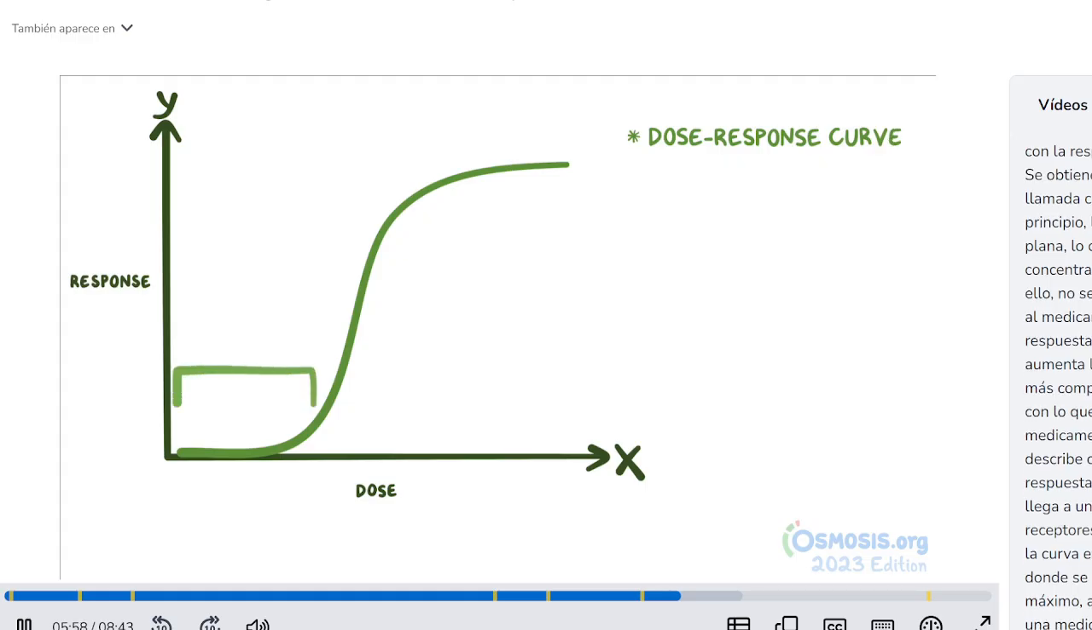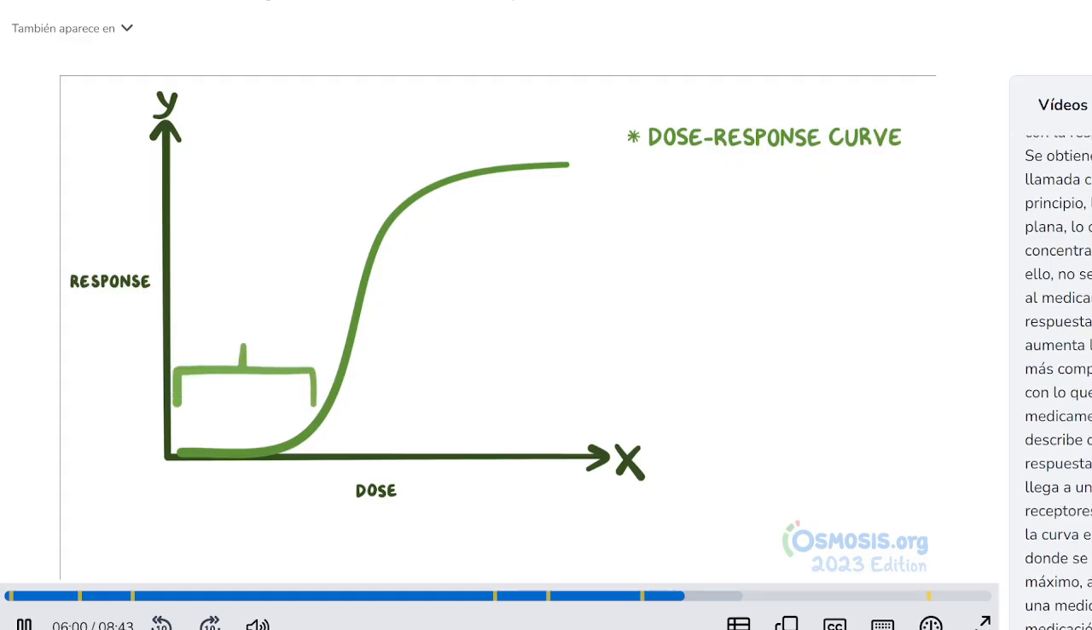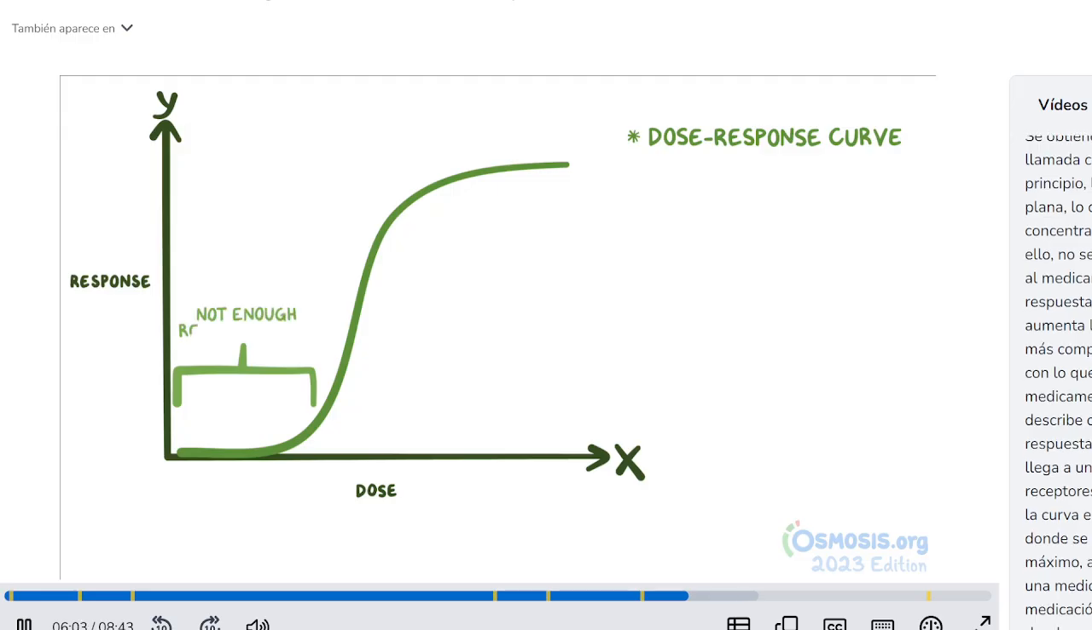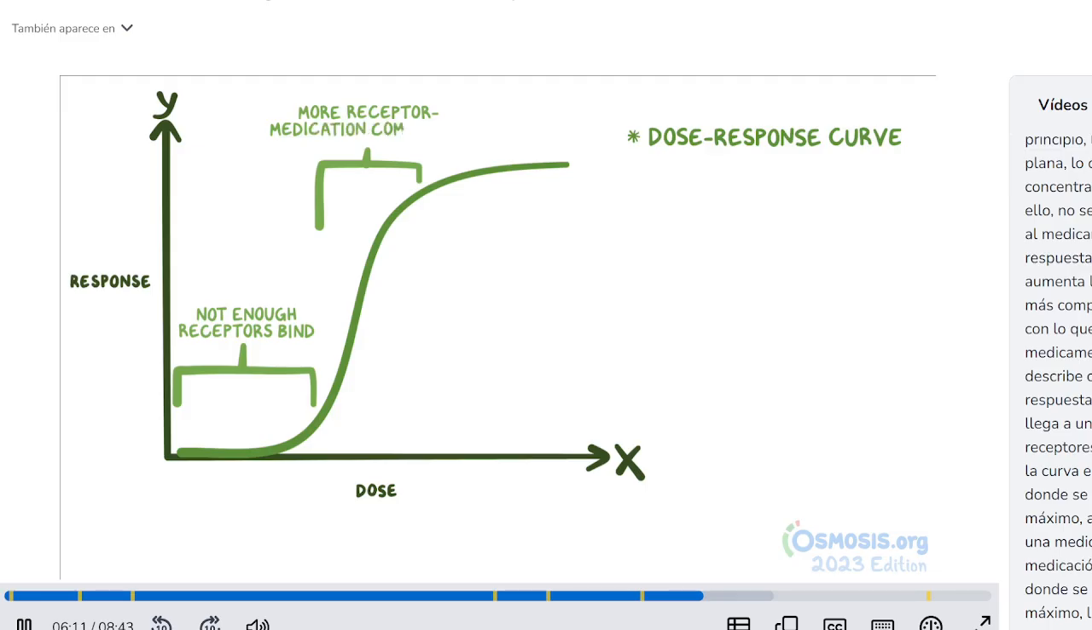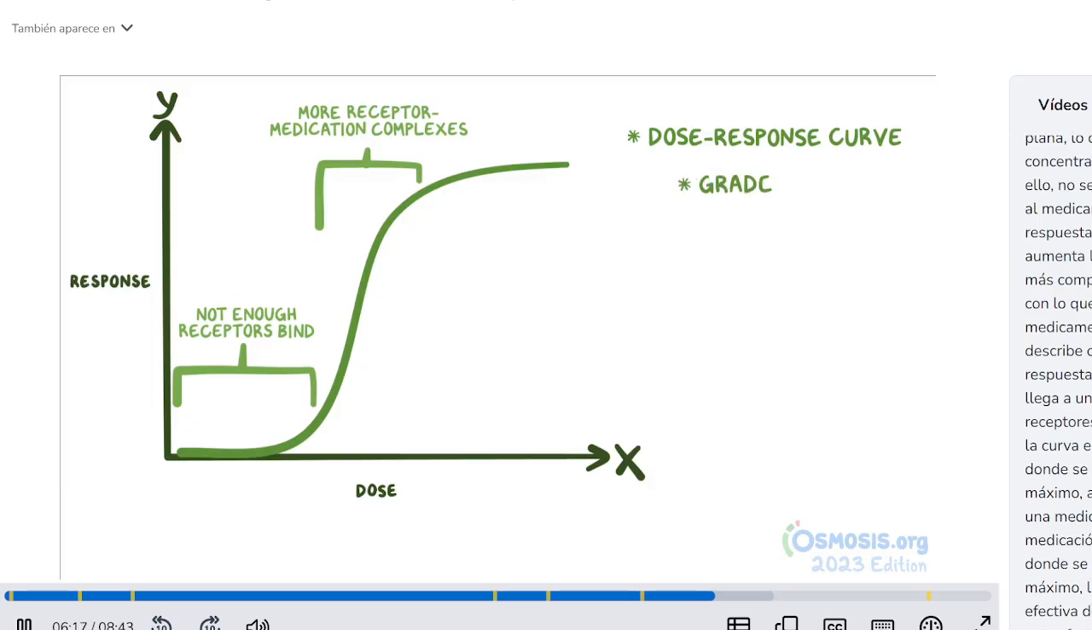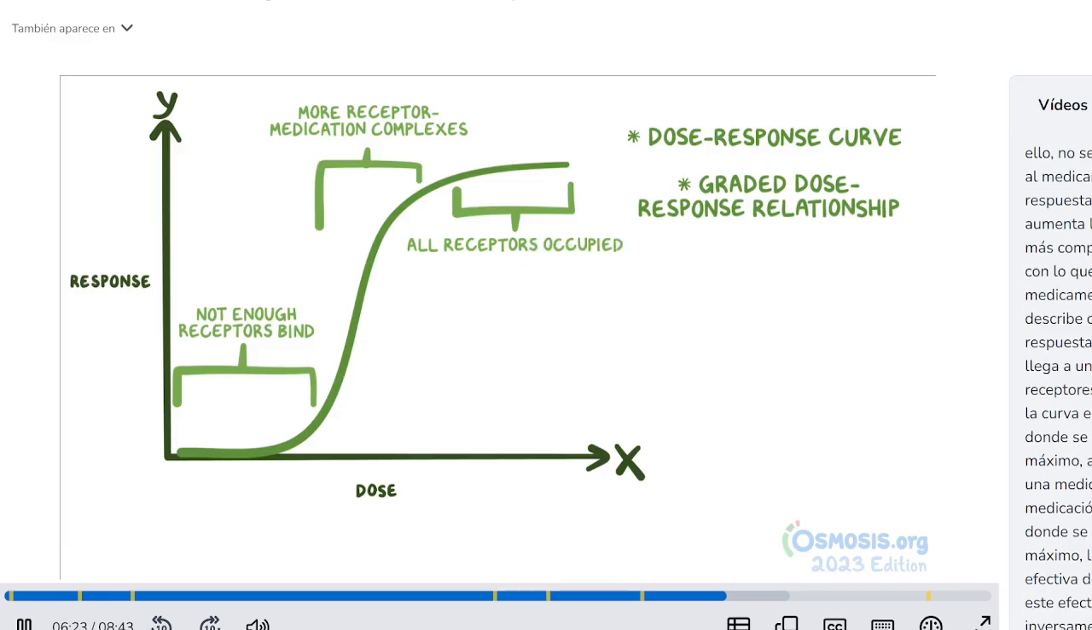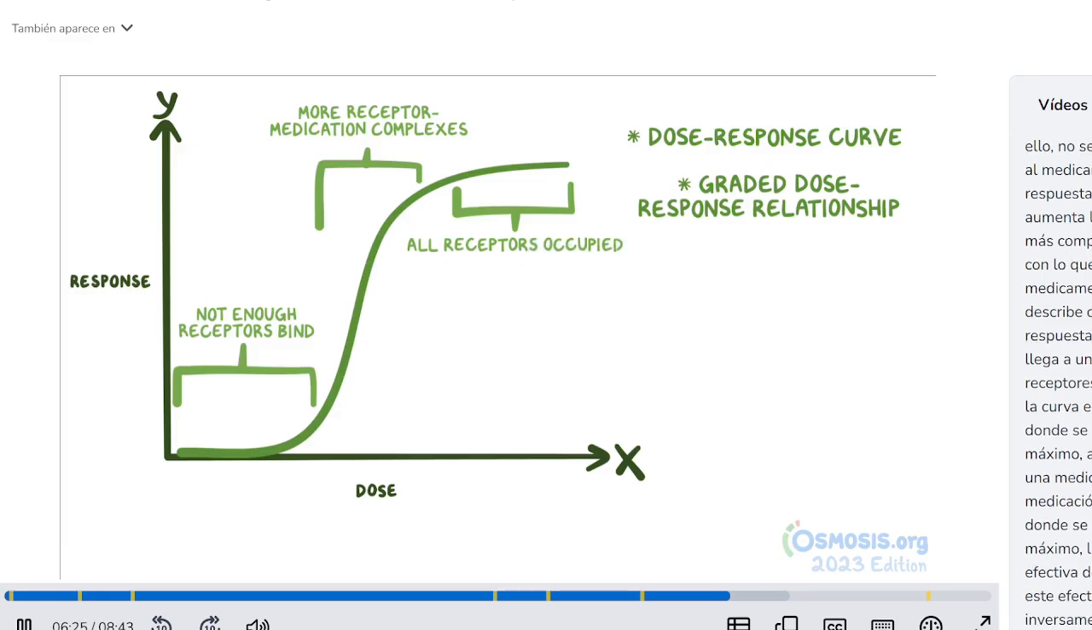At first, the curve is more or less flat, and that's because the dose is too low, so not enough receptors bind to the medication to cause a significant response. As the dose increases, though, more receptor-medication complexes form, so the response to the medication climbs upward. This is described as a graded dose-response relationship.